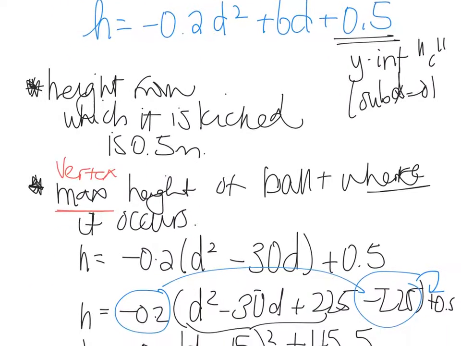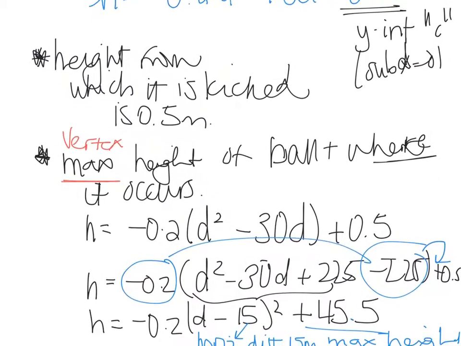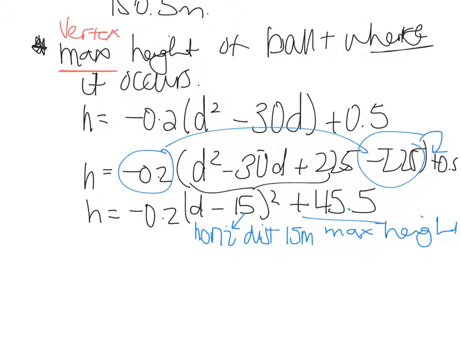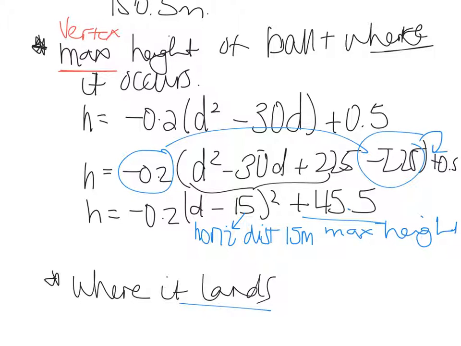I'm going to copy the equation out again, and we're going to look at another example of what we could be asked. We could be asked to find out where it lands. Anything to do with it hitting the ground is asking for the x-intercept, or the root. Ways to find the x-intercepts are either by factoring or by using the quadratic formula. So in this question, I would have to see if I could do that.